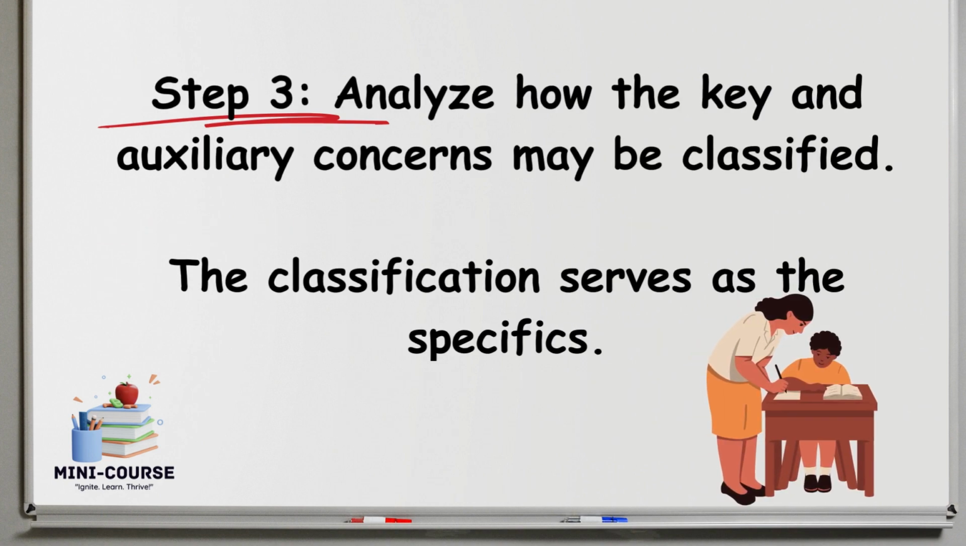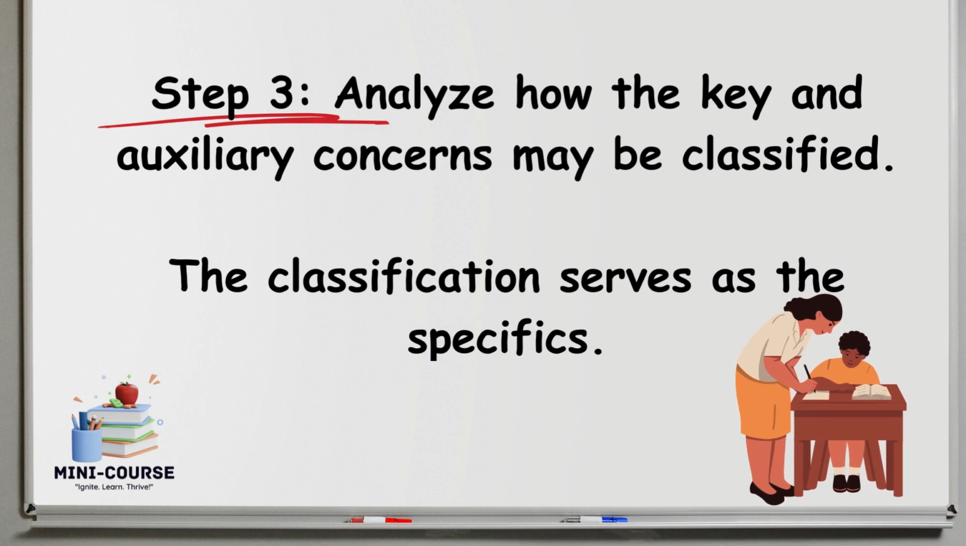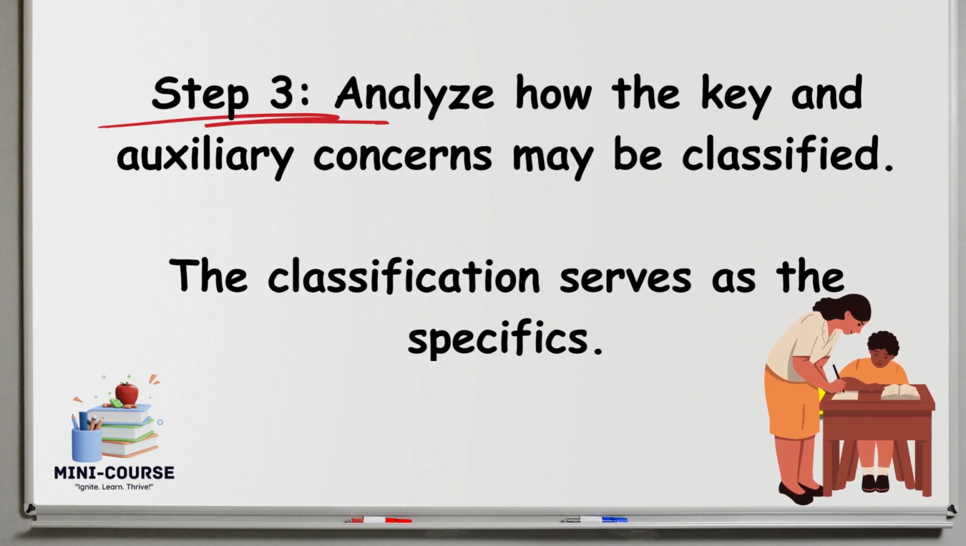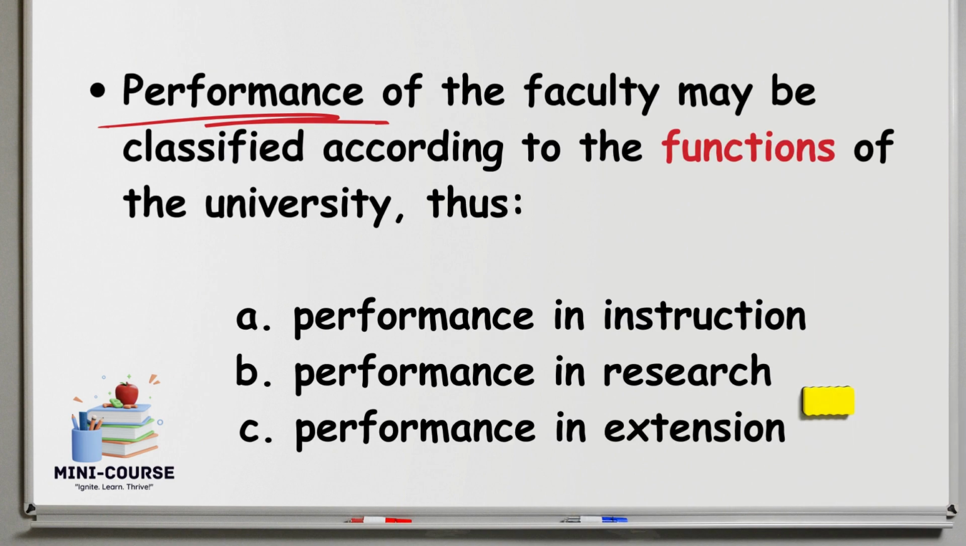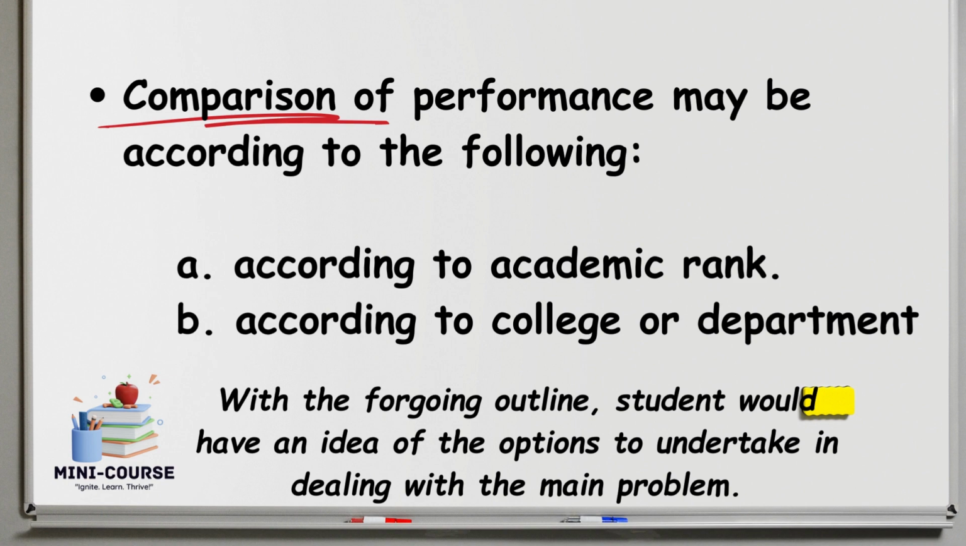Step 3. Analyze how the key and auxiliary concerns may be classified. The classification serves as the specifics. Performance of the faculty may be classified according to the functions of the university, thus: A. Performance in instruction. B. Performance in research. C. Performance in extension. Comparison of performance may be according to the following: A. According to academic rank. B. According to the college or department. With the foregoing outline, students would have an idea of the options to undertake in dealing with the main problem.